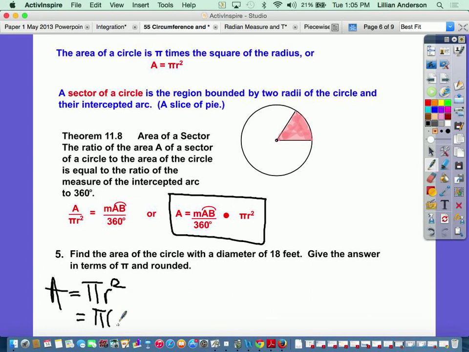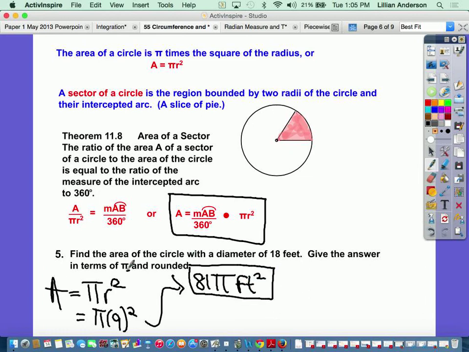So pi times 9 squared. Well, what's 9 squared? 81. So when it says leave it in terms of pi, that means don't multiply the pi through. Just do all the other numbers. So my answer in terms of pi is 81 pi feet squared.